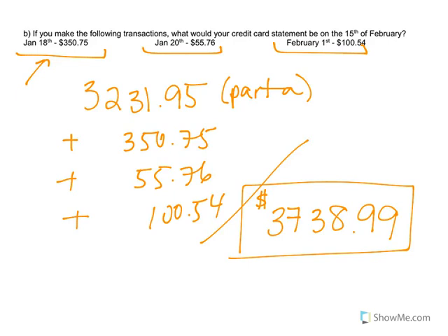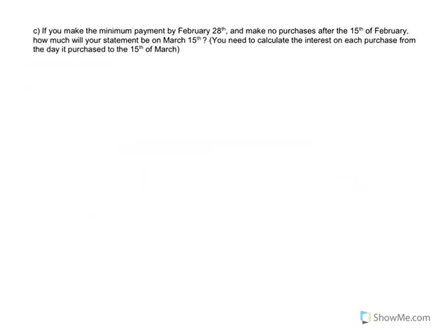And then, part C says you're making the minimum payment on this. I'll write that number down, $3,738.99. So you make the minimum payment, you're making no more interest payments, or you decide to not use your credit card again, and you're going to see what your bill is going to be on March 15th. So we're going to make our minimum payment first. We're going to times it by 0.1. You're going to be making a payment of $373.89. Yikes.